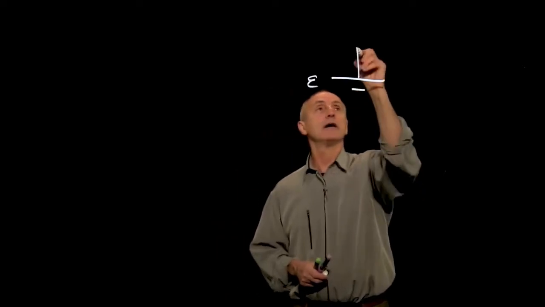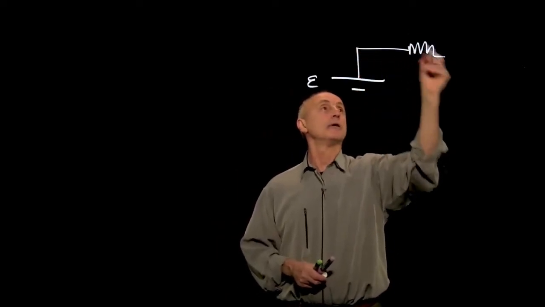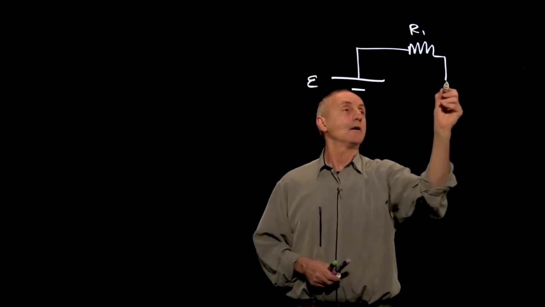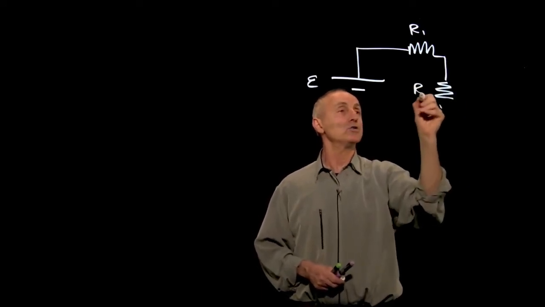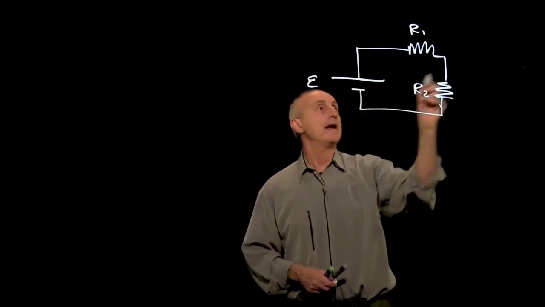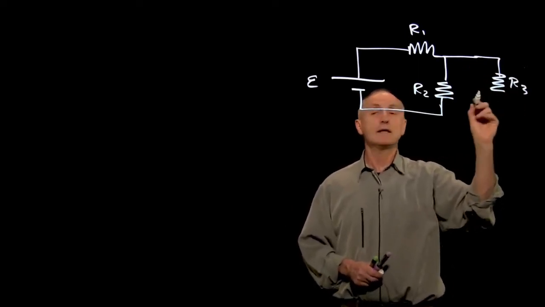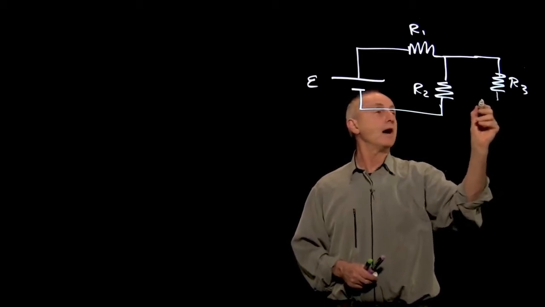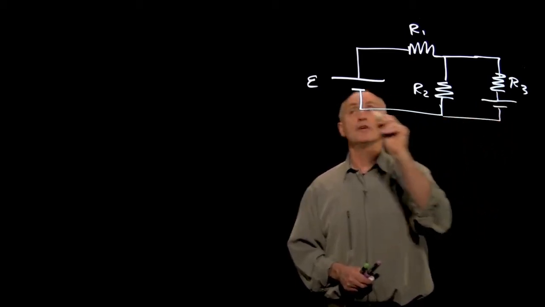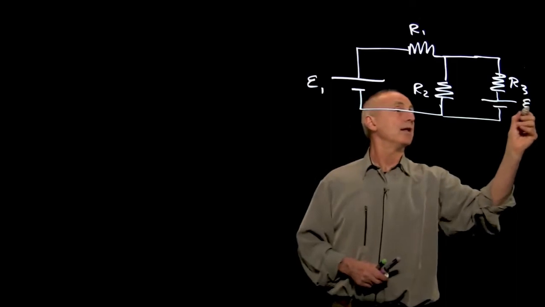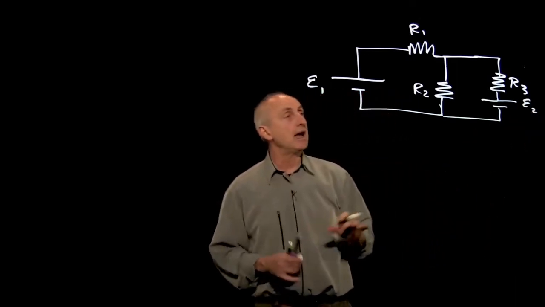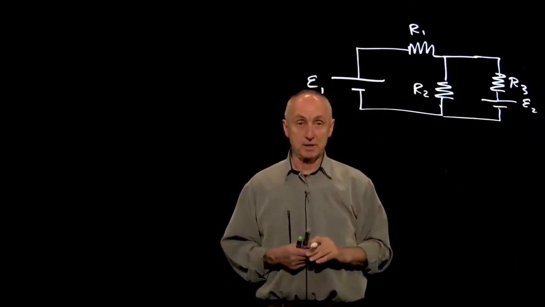Now we'd like to look at a slightly more complicated circuit, which is what we call a multi-loop circuit. Suppose we have an EMF, and we have a resistor R1, we have a resistor R2, and we have another resistor R3. Now, to make this a little bit more complicated, I'm going to put a second set of EMF in. I'm going to call this one E1 and this one E2. And I'd like to analyze this circuit.